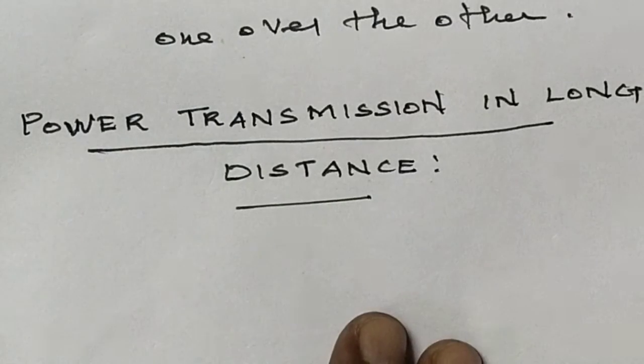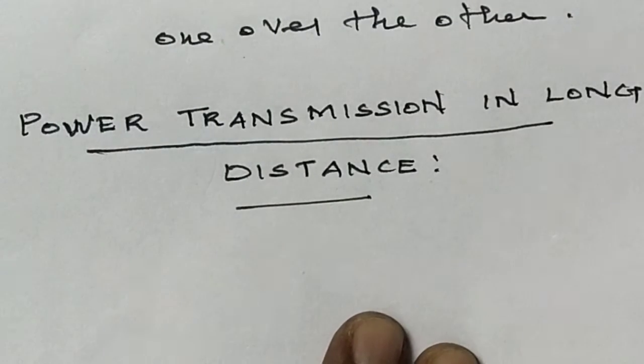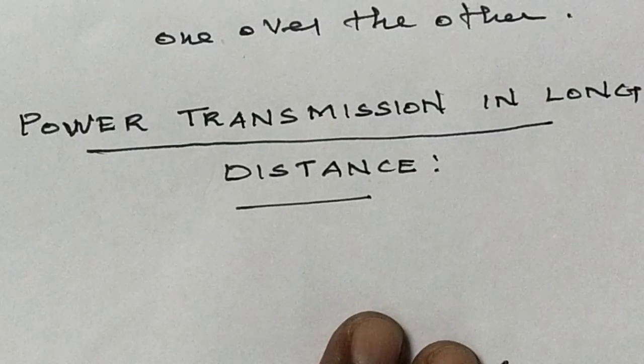Moving to power transmission over a long distance. The electric power generated is transmitted over a long distance through electric transmission lines to reach the towns or cities where it is actually consumed. So that process is called power transmission.